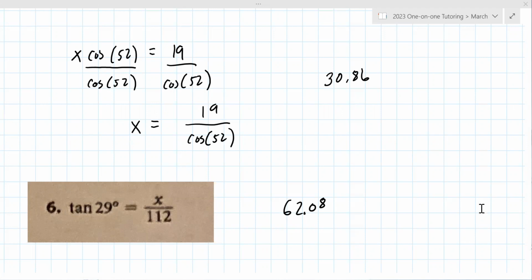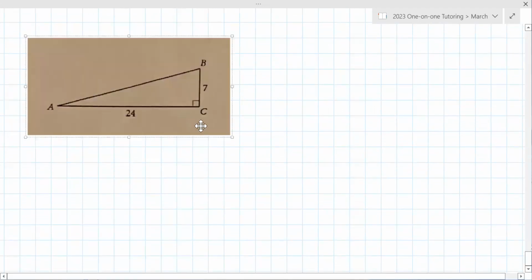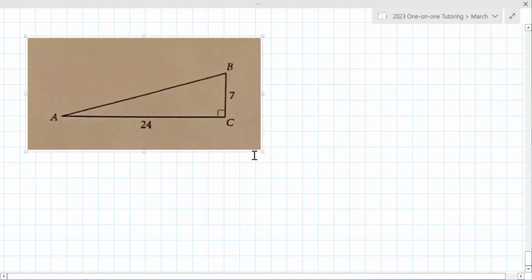Okay, so number 9 here. This is a fairly standard test question. They'll give you a triangle. The triangle will be missing one of the sides. How do you find the missing side in a triangle? You have a right triangle.